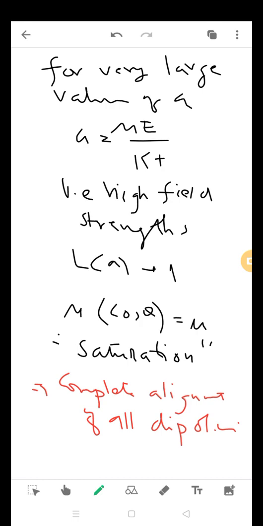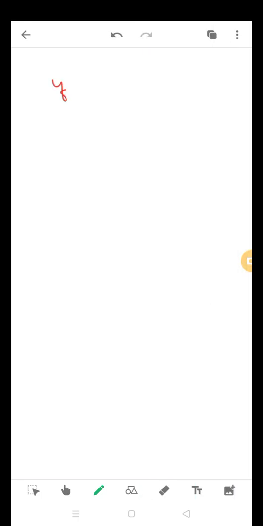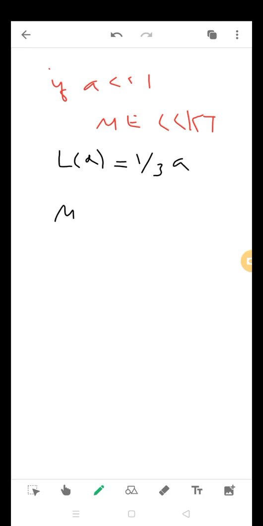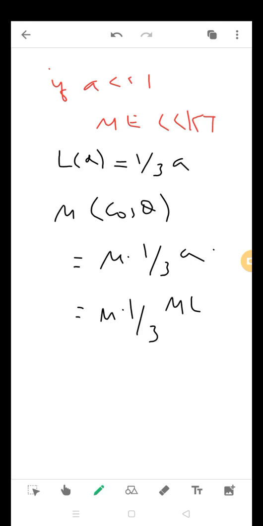However, if the field strength is less, if E is small, that is mu E less than kT, then the value of L(A) becomes equal to 1/3 A, and mu cos theta is equal to mu into 1/3 A, so it's mu into 1/3 mu E by kT, so that makes it mu square E by 3 kT.